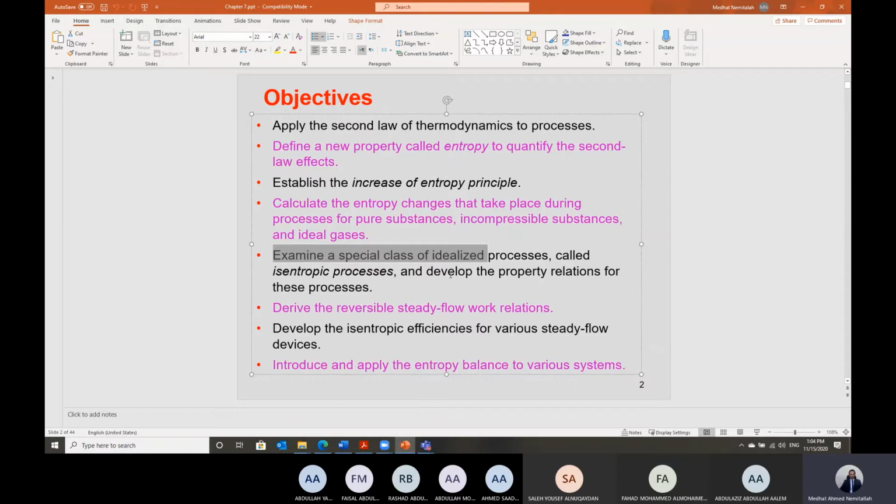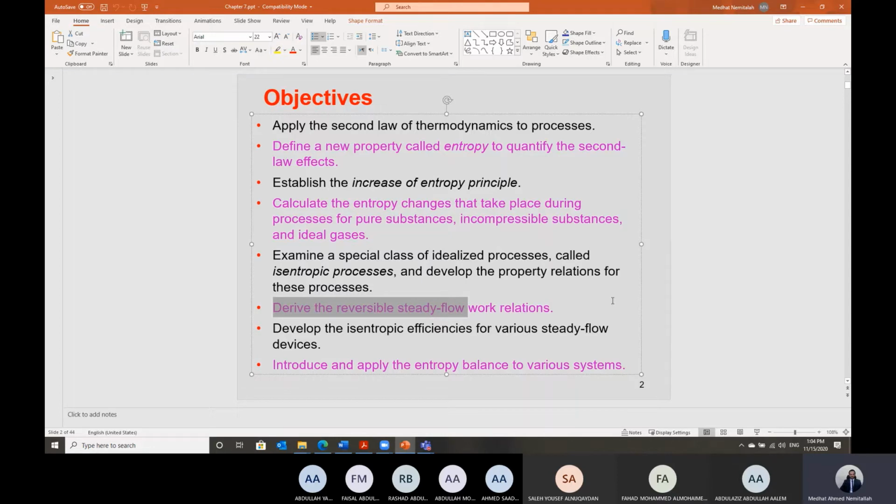So inshallah, we'll generate what we call the isentropic property relations. If we have an ideal gas undergoing an isentropic process, how we can relate the properties before and after this process: how we can relate the pressure, the temperature, and the change of volume. So inshallah, we'll develop the isentropic relations for the case of gases, and also we'll derive what is called the reversible steady flow work.